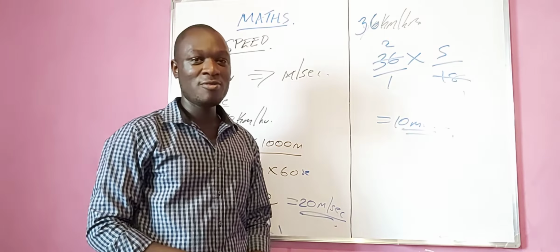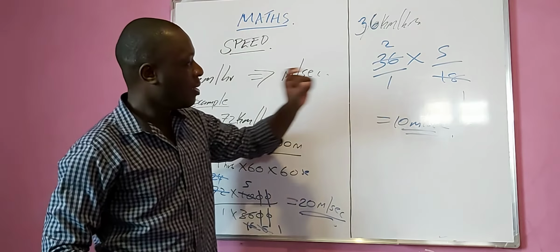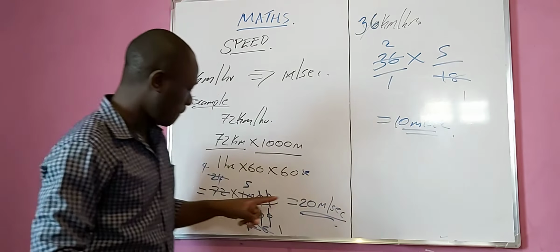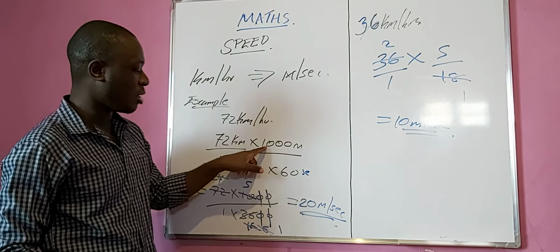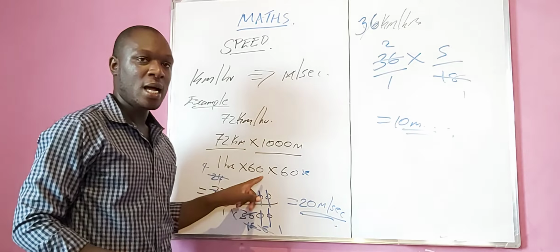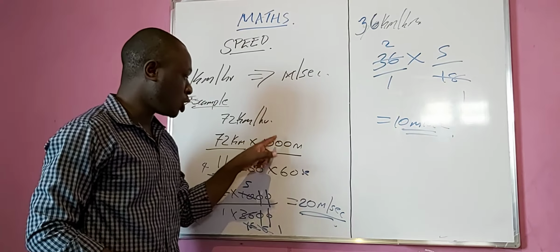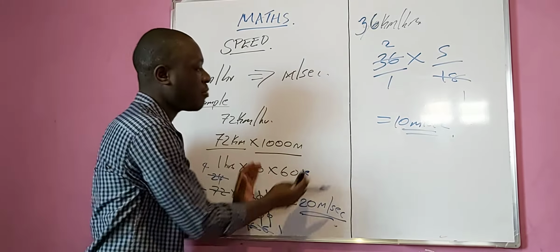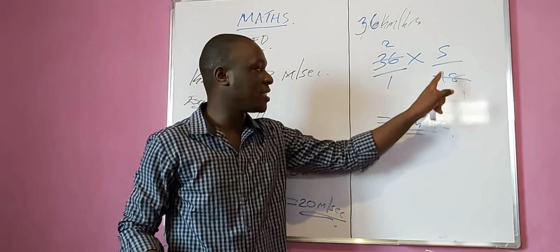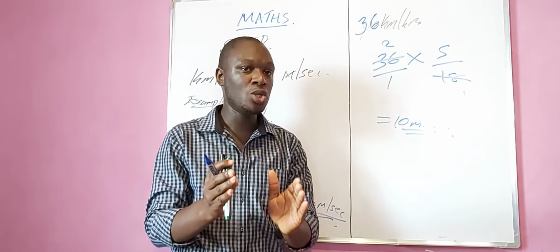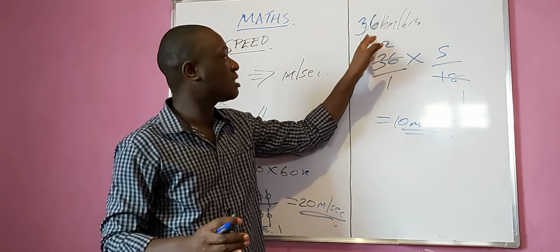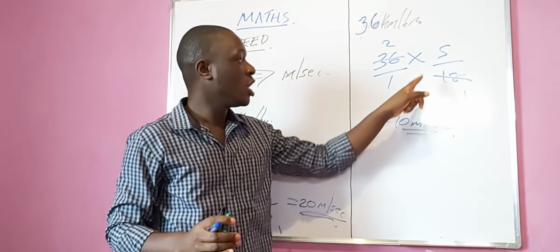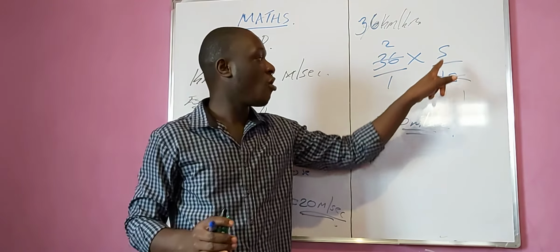I want to believe with this example, you understand. And where are we getting 5 over 18? 5 over 18 is 1,000 over 3,600. So it's 1,000 meters and 3,600 seconds. So when you simplify it, you will have 5 over 18. So when you are given a question that you're told to convert from kilometers per hour into meters per second, then you just multiply by 5 over 18.